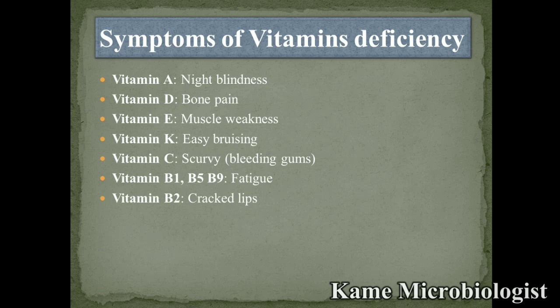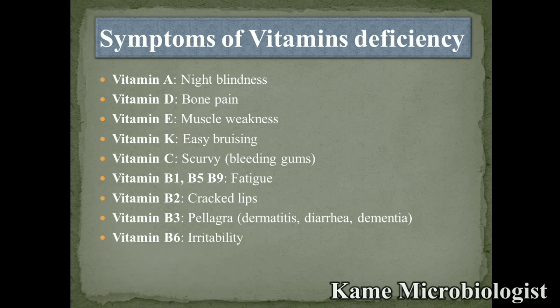Vitamin B2 deficiency can cause cracked lips. Vitamin B3 deficiency causes pellagra disease, which is dermatitis, diarrhea, dementia. Vitamin B6 deficiency can cause irritability. Vitamin B7 deficiency can cause hair loss, and vitamin B12 deficiency can cause numbness in the hands and feet.